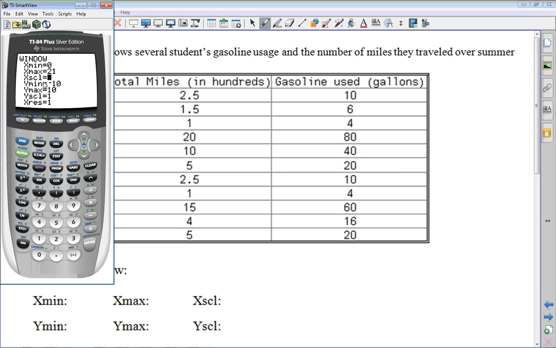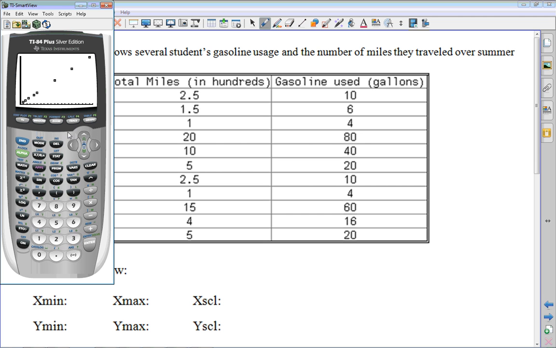Now, x scale, that's what your tick marks are. That means it goes by 1, 2, 3, like that. Let's look at my y's right here. What's the smallest y I have? 4. Well, let's go with a number smaller than that. I could leave it at negative 10, but I'm going to use the positives. Y maximum, my largest y number, oh, it's 80 right there. So let's go with one a little bit bigger, 81. Now let's press graph. There it is. There's my line.